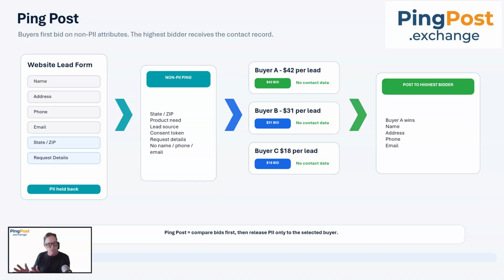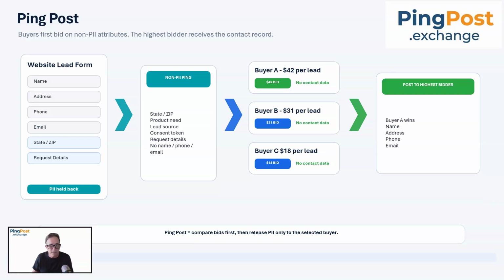And we say, look, I'm going to show you everything about this lead, except I'm not going to show you the PII. I'm not going to show you the name, the address, the phone number, and the email. I may show you the zip code, of course, but not all of that precious personally identifiable information because you haven't paid for the lead. And quite frankly, I want to protect it. So in this example, buyer A is paying $42 per lead, and that's their bid. Buyer B is bidding 31 per lead, and buyer C is bidding 18.